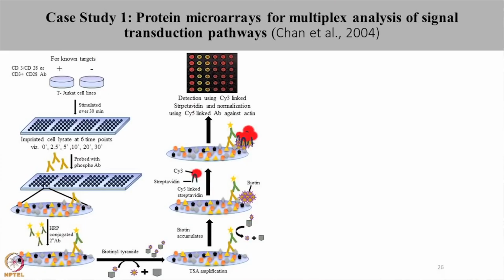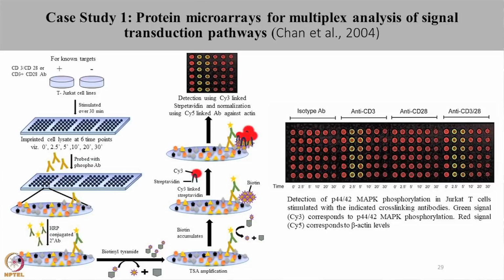This biotinylated tyramide was further detected using streptavidin, which was labeled with Cy3. Simultaneously, these arrays were also probed with Cy5 linked antibodies to detect the level of actin in the cell lysates. Here in the array picture you can see the red spot shows the actin level, whereas the green spots show the phosphorylation status of the cells. This is one of the sub-arrays where the phosphorylation of MAPK was studied.